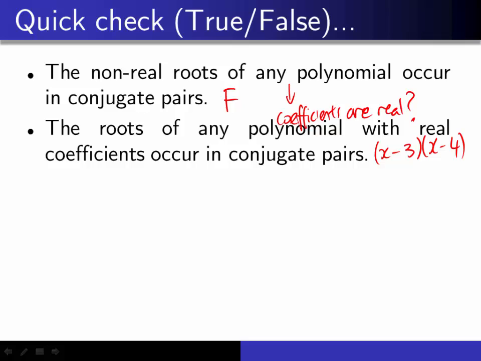Alright, so I'm using these true and false questions to highlight certain subtle points of the conjugate root theorem, which a lot of people tend to miss out. So please make sure you pay attention to that.